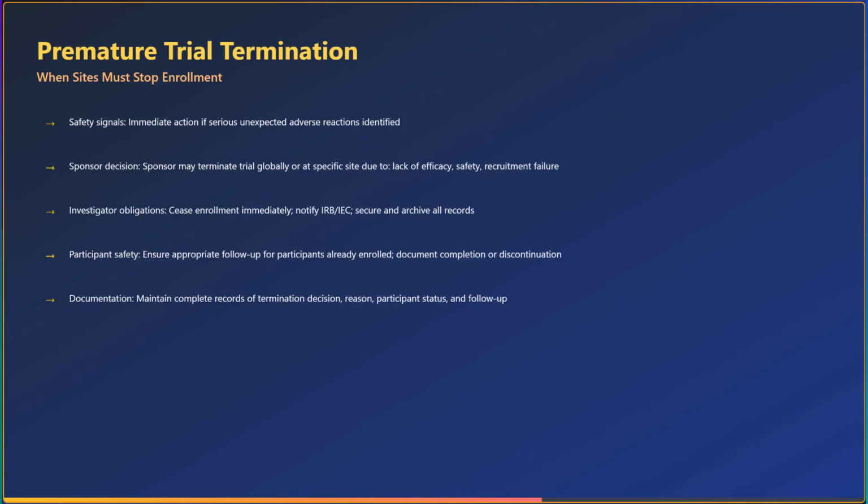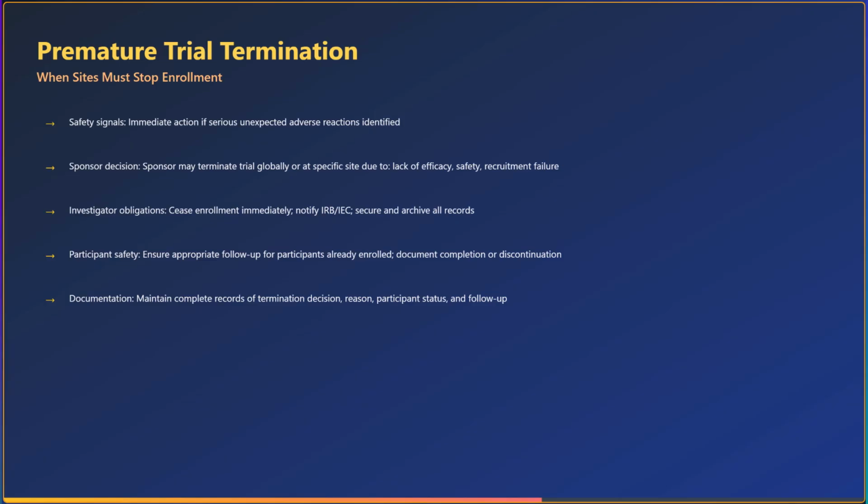Okay, that naturally leads to a bigger issue. What if the whole trial stops early? Premature termination. When does that happen? Usually two main reasons. Big safety signals pop up, unexpected serious adverse reactions. Or the sponsor might decide to pull the plug. Maybe lack of efficacy, or they just can't recruit enough people? Exactly, those reasons. When that happens, the investigator's duty is immediate.